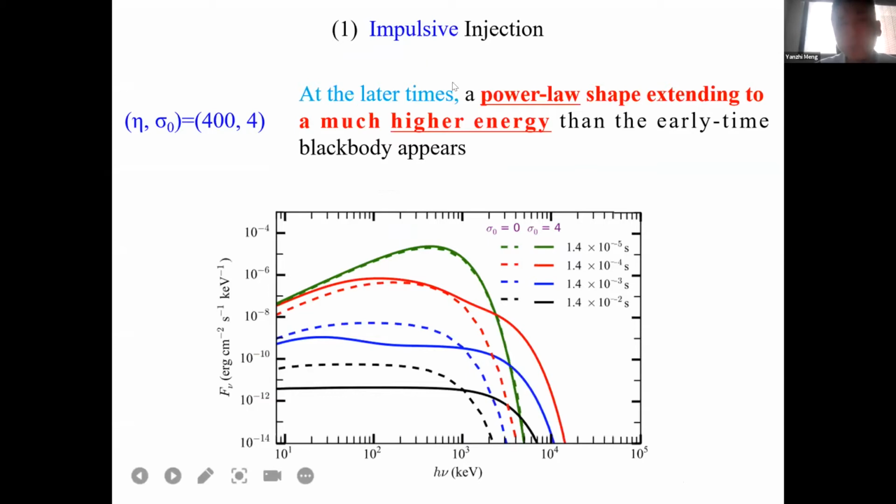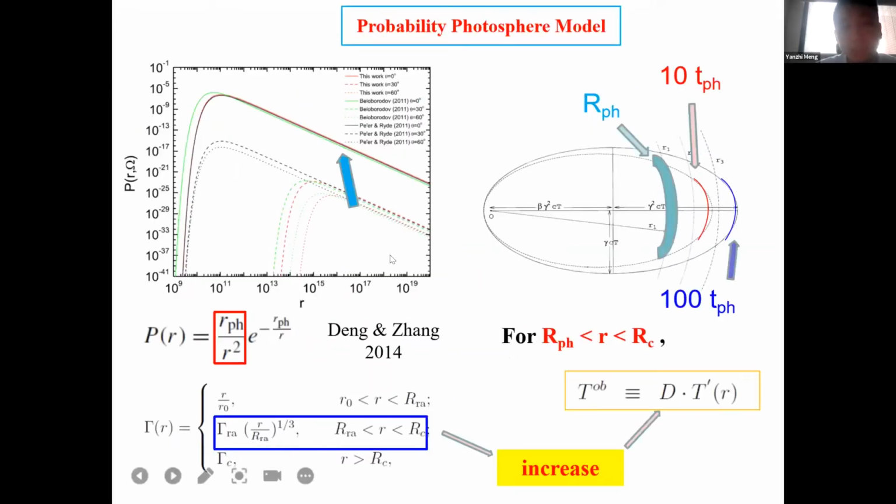So firstly, we consider the simple case of the impulsive injection. See this figure, the red line: we find that at later times, a power law at much higher energy than the early black body just appears. So why does this extra component exist?